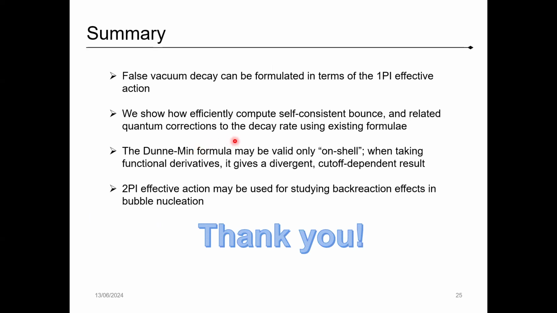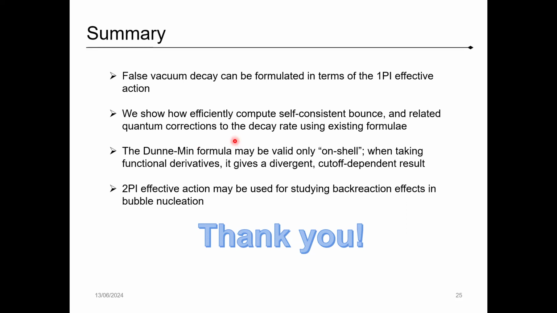So false vacuum decay can be formulated in terms of the 1PI effective action. And we show how to efficiently compute self-consistent bounces and related quantum corrections to the decay rate using existing formulas. And in our calculation, we found a dummy formula may be valid only on shell. I mean, this is at least what we observed.